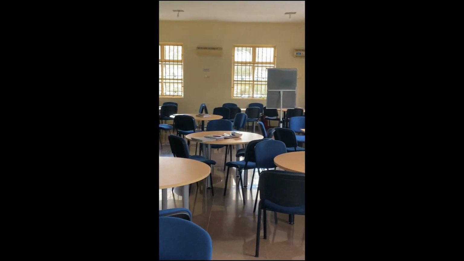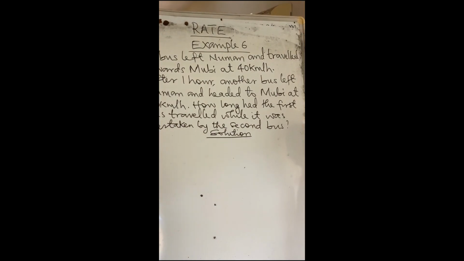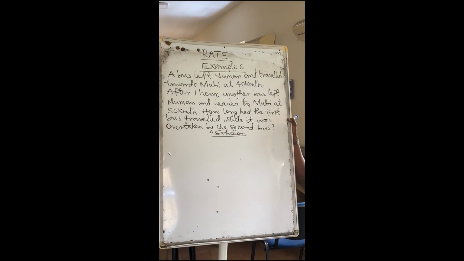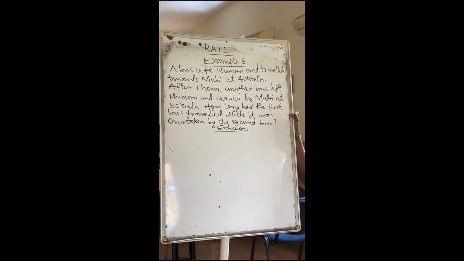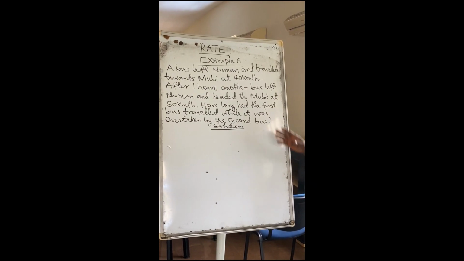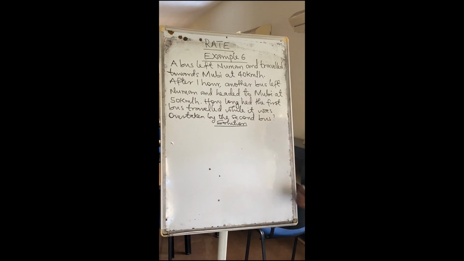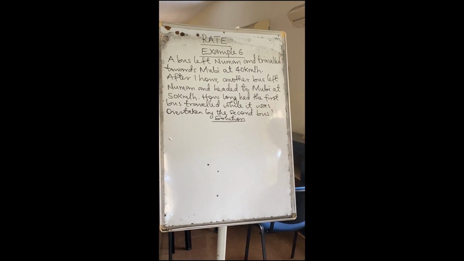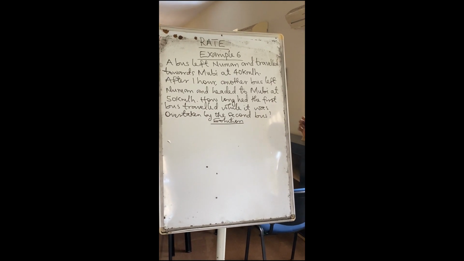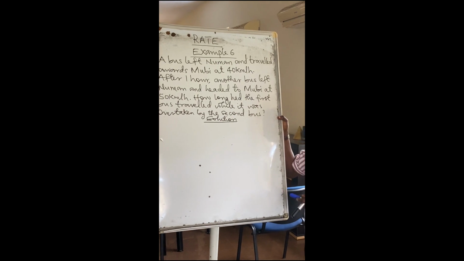In our example today of rate, we want to solve this problem that says a bus left Normal and traveled towards Mobi at 40 km per hour. And after 1 hour, another bus left Normal and headed to Mobi at 50 km per hour. So we have to find how long the first bus had traveled while it was overtaken by the second bus.